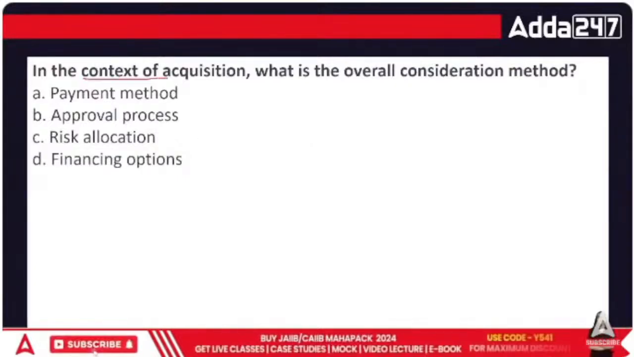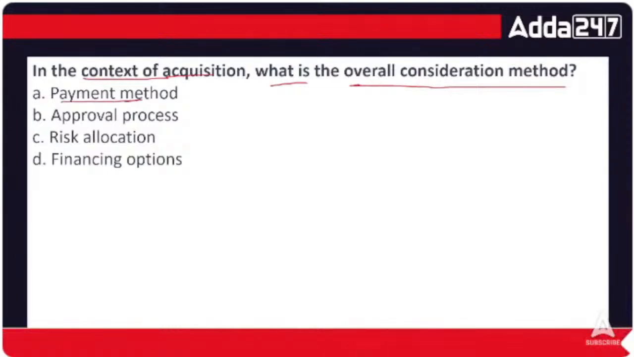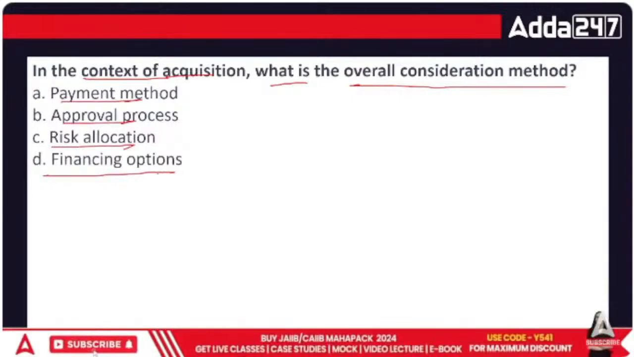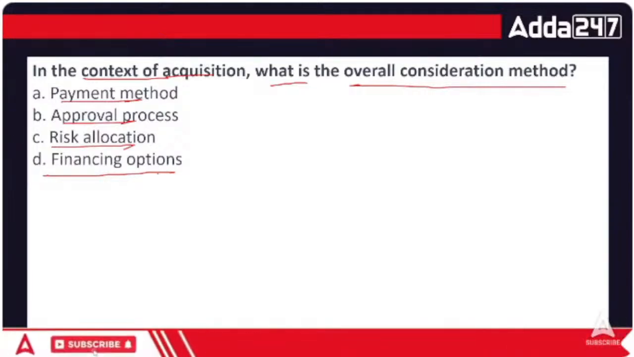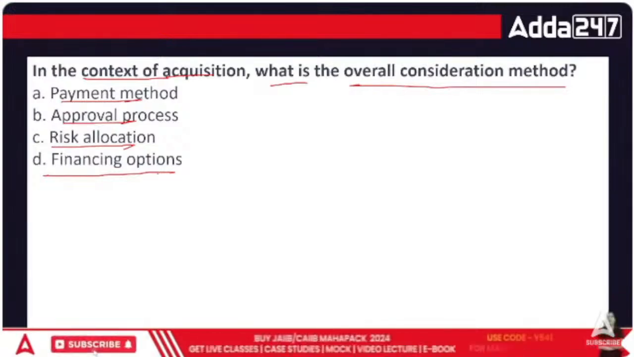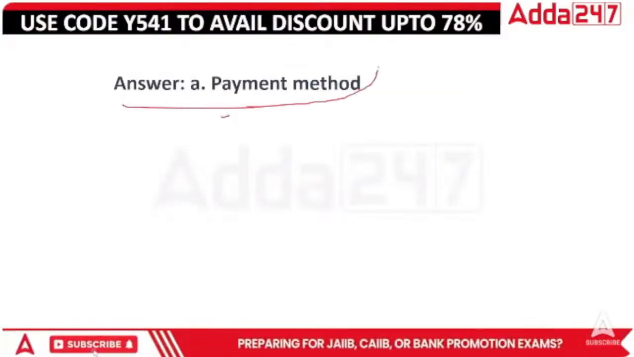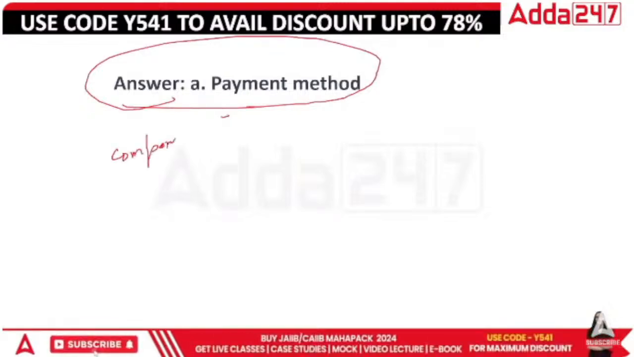In the context of acquisition, what is the overall consideration method? Payment, approval, risk, allocation. In context of acquisition means acquiring again. What is the process? What is the overall consideration method? How do we pay, everyone? Payment method, consideration, or approval, risk allocation, or financing. It is the payment method. Consideration means what? What are we going to pay for that particular company that we are trying to buy?